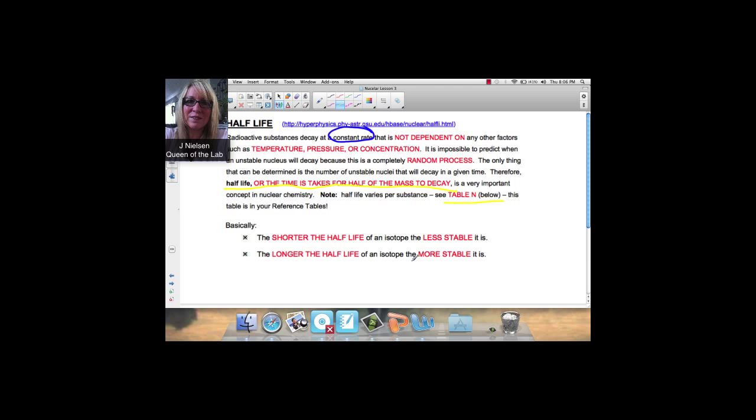The shorter the half-life of an isotope, the less stable it is. So we use radioisotopes with very short half-lives in biomedical testing because they're unstable and they decay in a relatively short period of time, which is great because we don't want that stuff lingering in our body. The longer the half-life, the more stable something is. So carbon-14 is a radioactive isotope that's used in carbon dating to determine how old different fossils or bones are. And that's really important because it has a very long half-life.